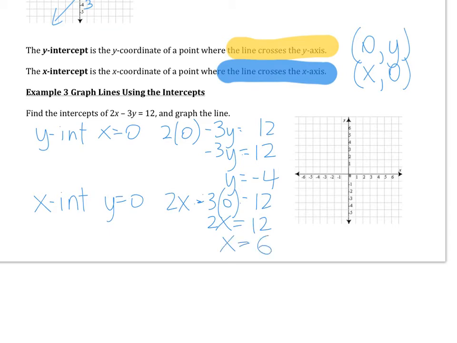And then you plot those 2 points. So where's y equals negative 4? 1, 2, 3, 4. And x equals 6. And then you connect those 2 points.